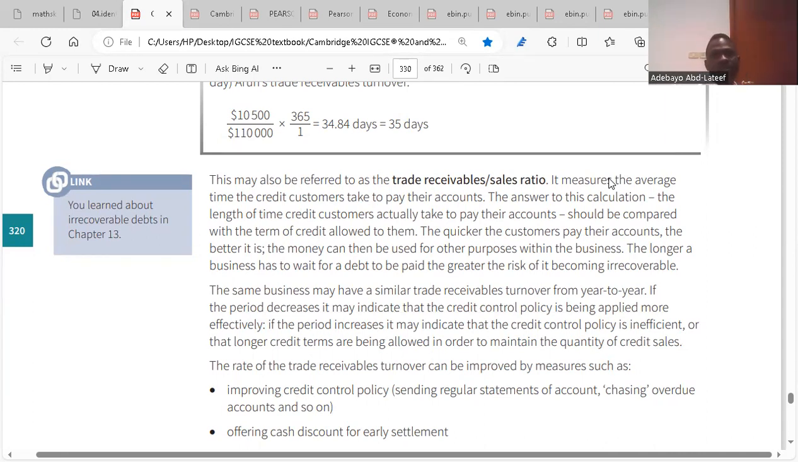Only if they have provision. If you have provision, it's a bad debt. You're not getting the money. It goes bad.